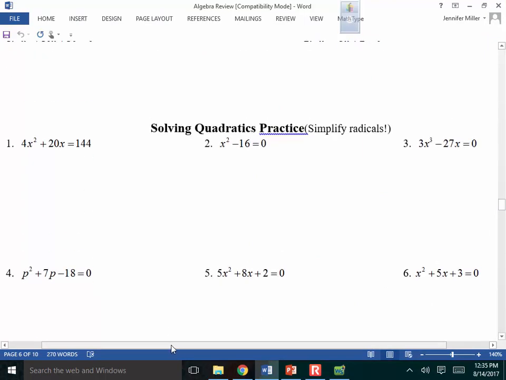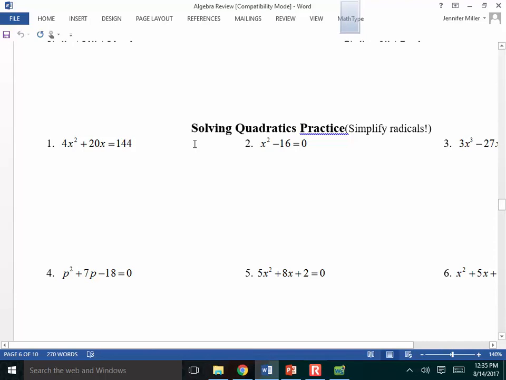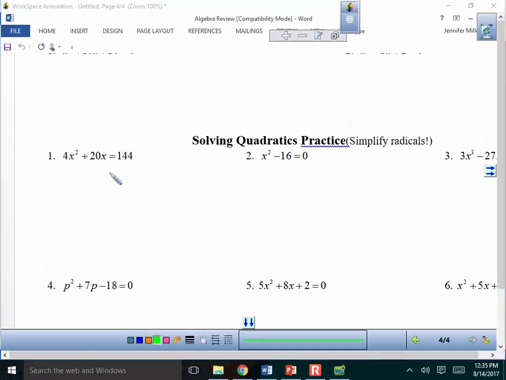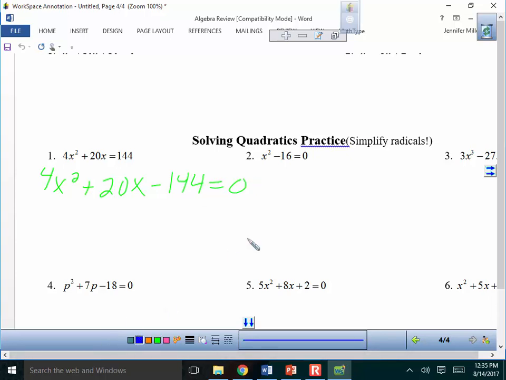Right here, 4x squared plus 20x. Okay, the first thing I would do here is I want to get one side equal to 0. So I'd subtract 144. That gives us 4x squared plus 20x minus 144 equals 0. The next thing I would do here is I'd factor out our GCF, which is what? Four, okay. What is that, 36? Yes.